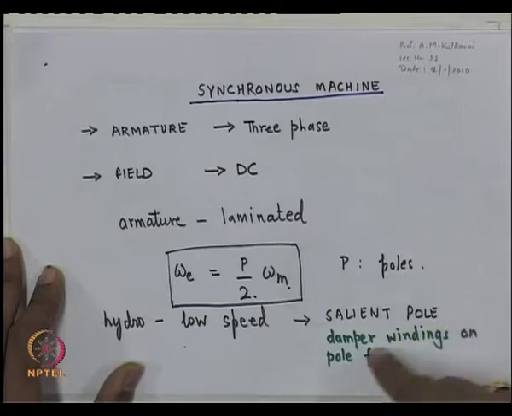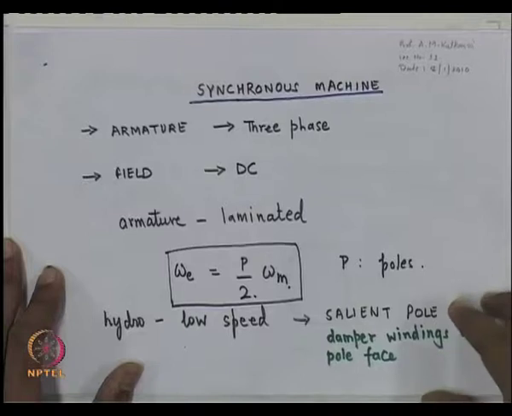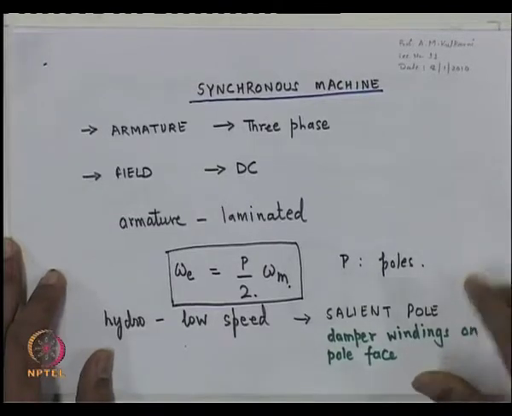Now, usually the salient pole, what is the other electromagnetic environment which you see?